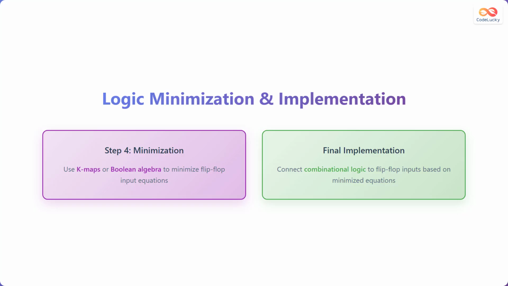The fourth and final step is logic minimization and implementation. We use Karnaugh maps, also known as K-maps, or Boolean algebra to minimize the flip-flop input equations. Finally, we connect combinational logic to the flip-flop inputs based on the minimized equations to complete the counter design.